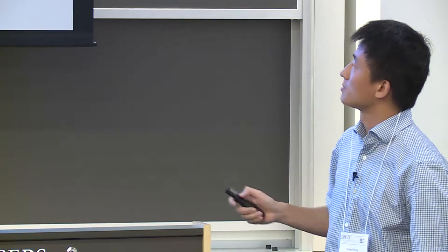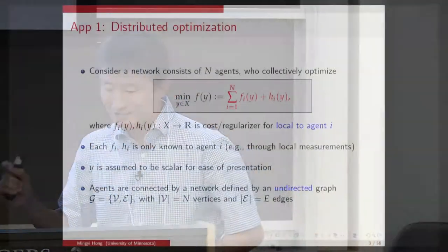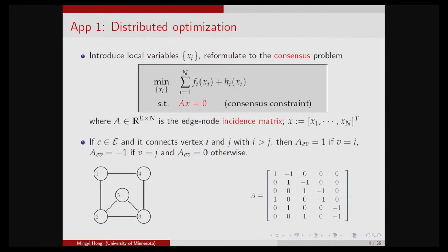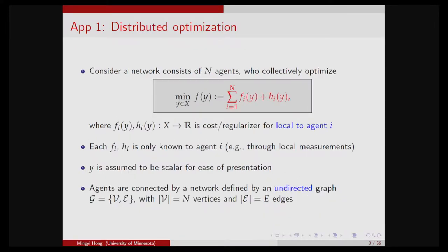And y is assumed to be scalar, just for ease of presentation, but it could be a matrix or a vector as well. The agents are connected by a network defined by an undirected graph, with nodes as the agents and links as the communication pattern. So basically, each agent can only talk to its neighbors to exchange information.